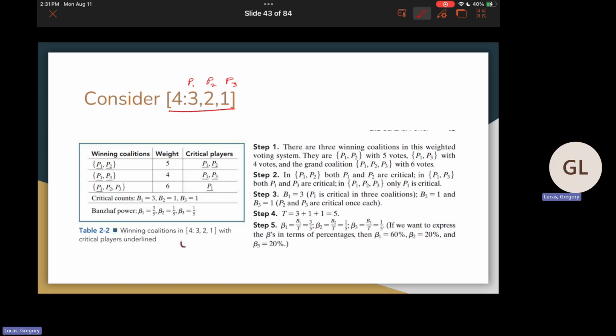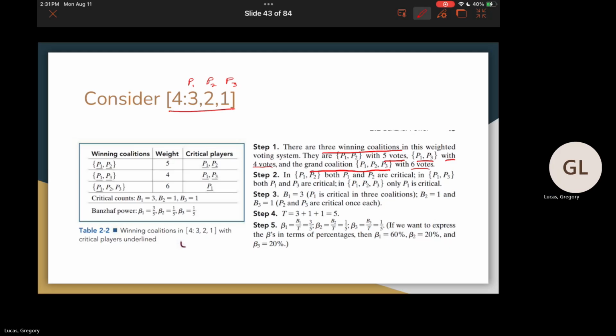So the winning coalitions are all the combinations that would win. There are 3 winning coalitions in this weighted voting system. If player 1 and 2 vote together, we'd get 5 votes. 3 and 2 gives me 5. 1 and 3 with 4 votes would pass. And then if everyone agreed, that'd be 6 votes.